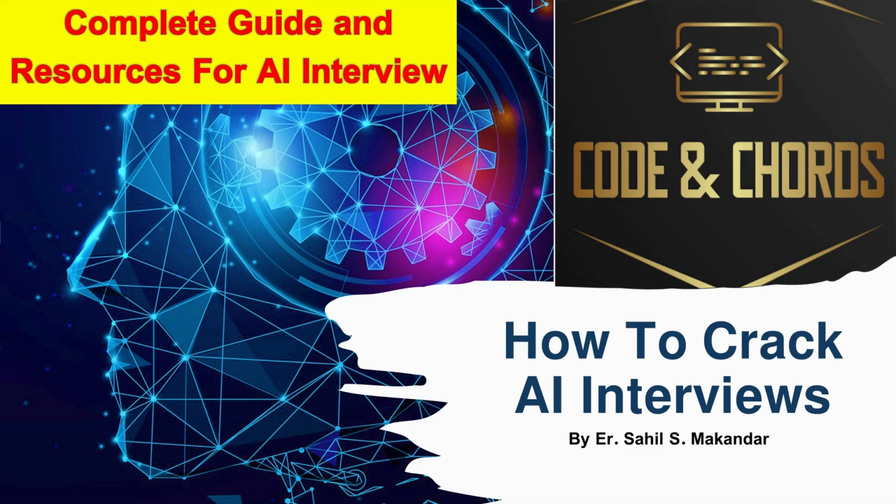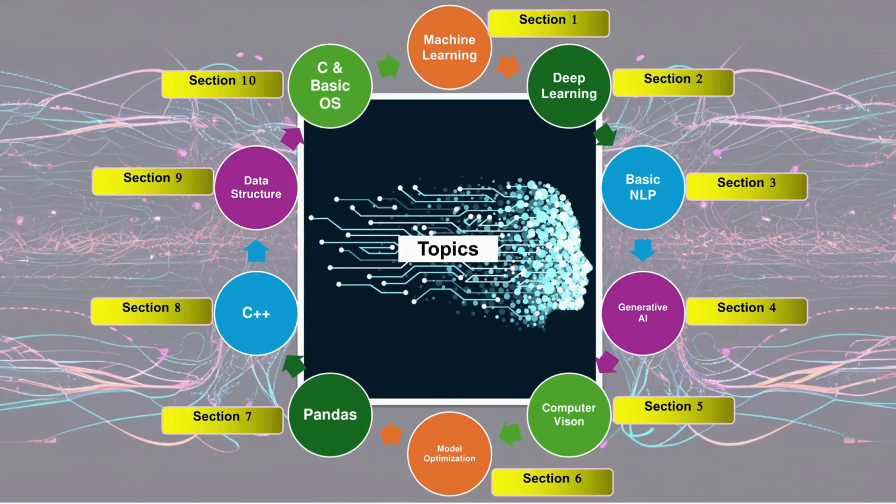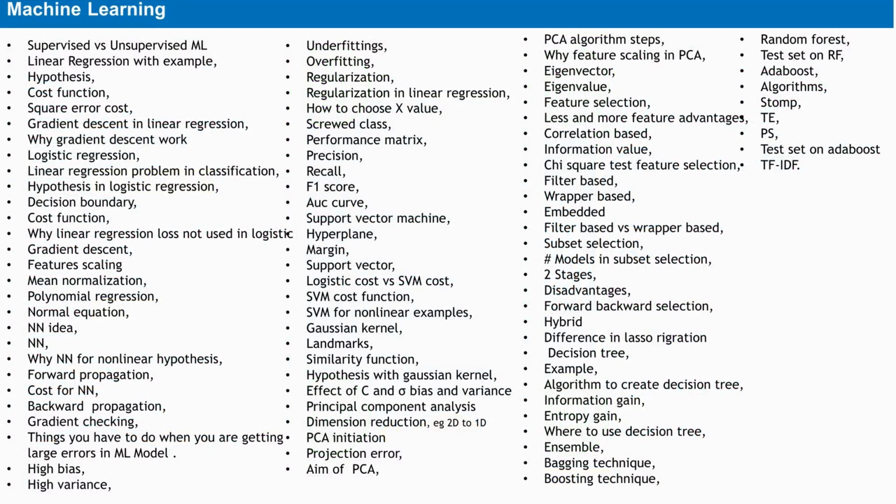Before going to the actual content, I wanted to show my new viewers the sections we are going to prepare for the AI interview. These sections are divided into 10 different parts, from machine learning to C and basic OS. Currently, this video is part of the machine learning section, where we are going to explore these topics, and in the last videos I already explored some of them. So this is another step in mastering the AI interview.